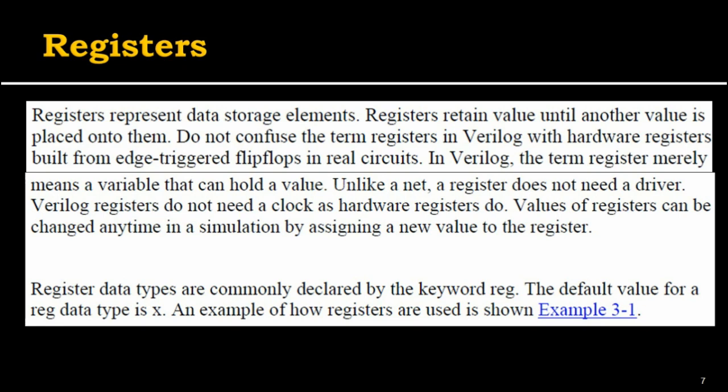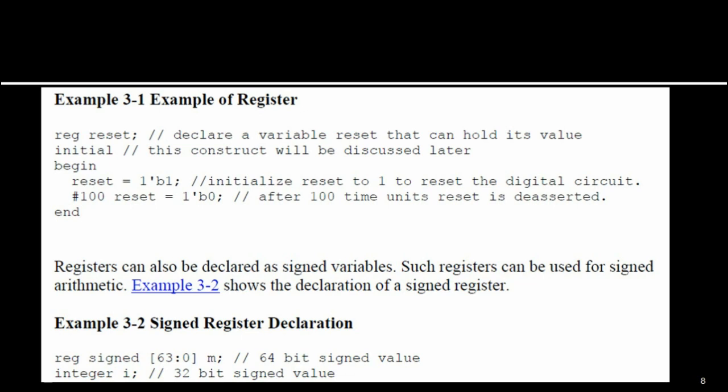So we can change the register's data storing capacity by using the range specification. If the range specification is not mentioned, it is considered as a scalar. If the range specification is mentioned, it is considered as a vector. Next we see the examples.